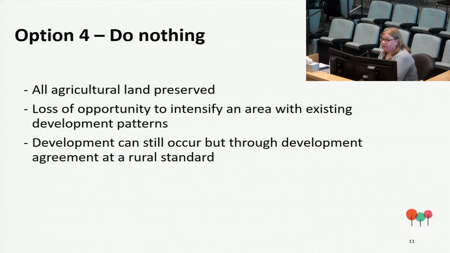And option 4 is our do nothing option. So this is the status quo. This is how things have been occurring today. So all of our agricultural land would continue to be preserved. However, there would be a significant loss of opportunity to intensify an area that already has servicing and existing development patterns. And this wouldn't be a way to stop development in Greenwich. It could still occur, but would happen primarily through development agreement and only at rural densities.